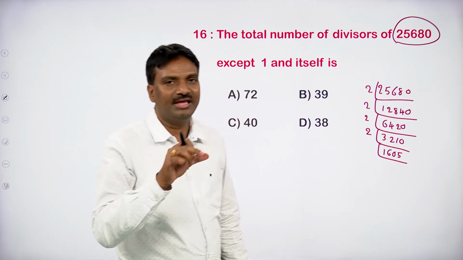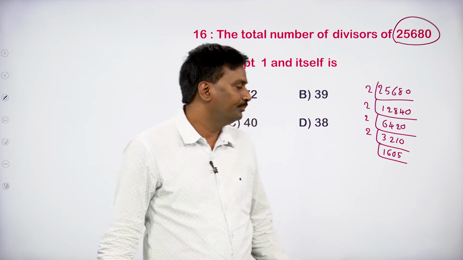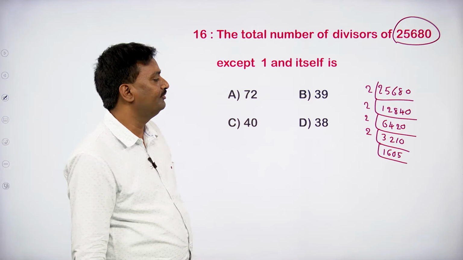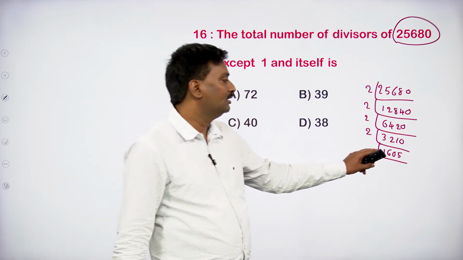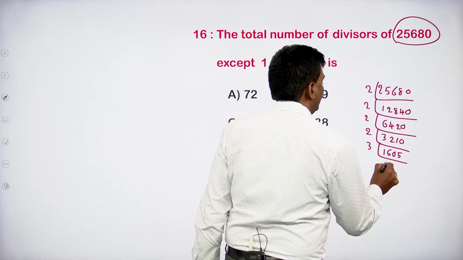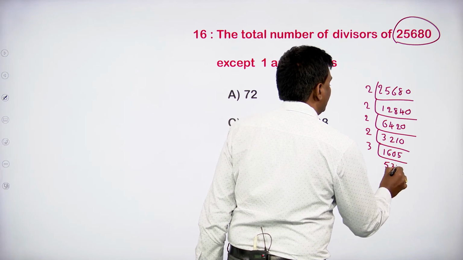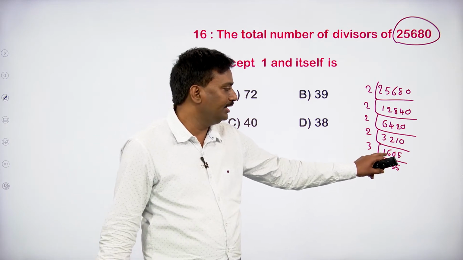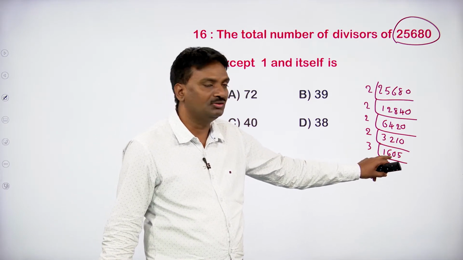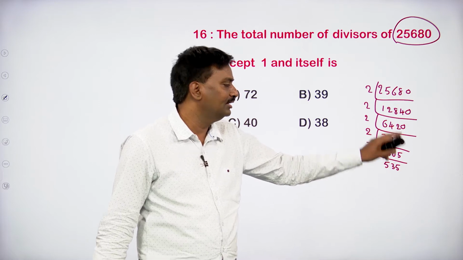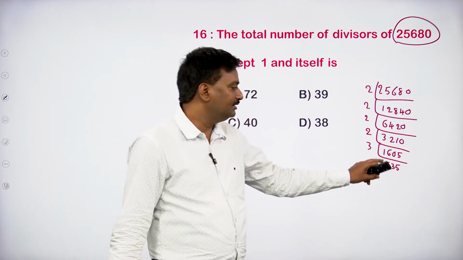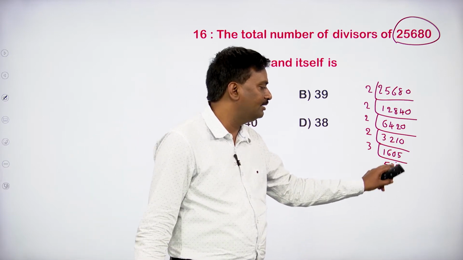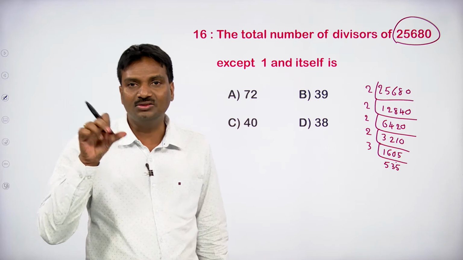Here since 5 is there at the end, then we have to take 3. Because 2 is not a factor of 1605. Next, if we take 3, 3 fives are 15, 16 minus 15, 1; 3 threes are 9, 10 minus 9, 1. 3 is not a factor of 535 because 5 plus 3 plus 5 is 13, and 13 is not divisible by 3.